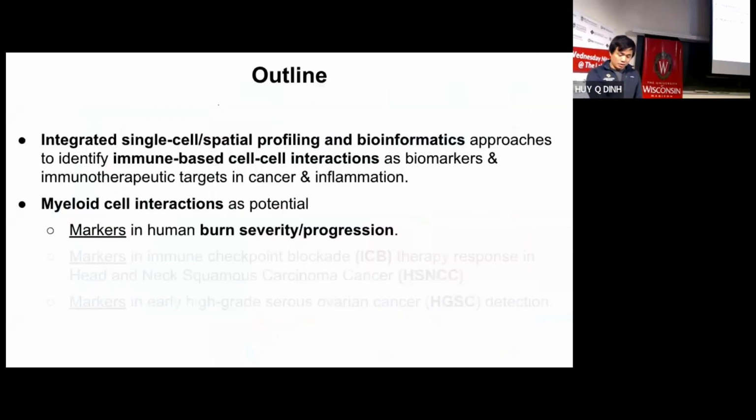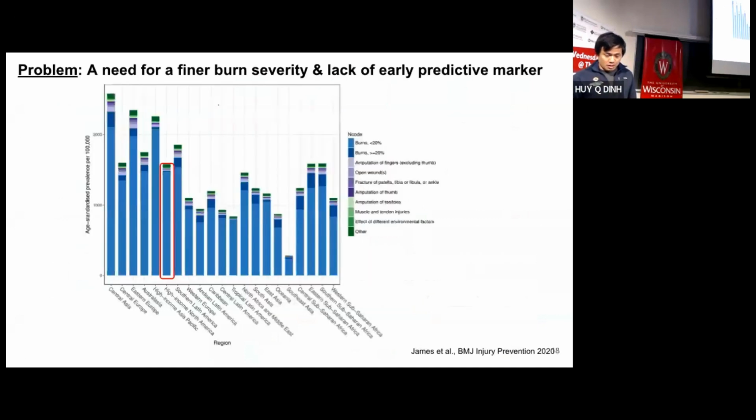So now I'm going to use the first example, where we use this approach for the human burn severity project. We work with a burn surgeon here, and this is another paper where we see most burns are categorized as severe or not severe based on one of the common ways, the TBSA, which is total body surface area. Here's the statistic in North America, and most of the burns are actually less than 20%, and some of the burns are more than 20%.